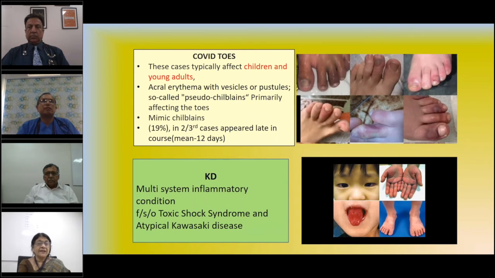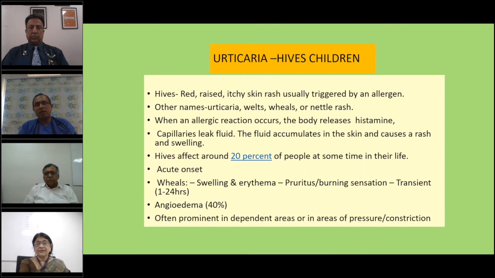COVID toes are very much talked about, and we all know about that. These cases typically affect children and young adults. Acral erythema with vesicles or pustules, so-called pseudo-chilblains, primarily affects the toes. They can occur in almost two-thirds of cases, but in two-thirds of cases they appear late. Then some people have described Kawasaki-like disease also.